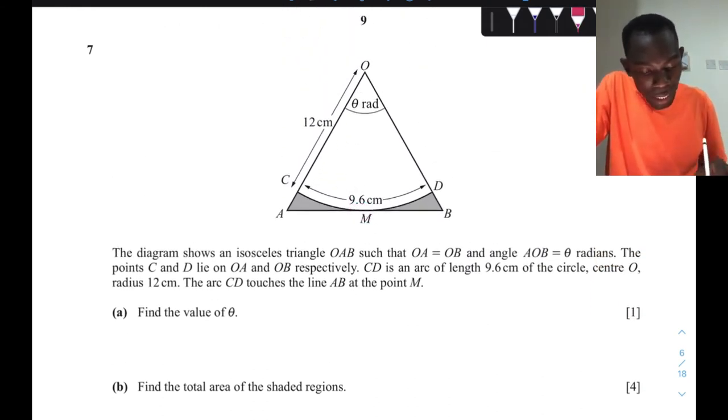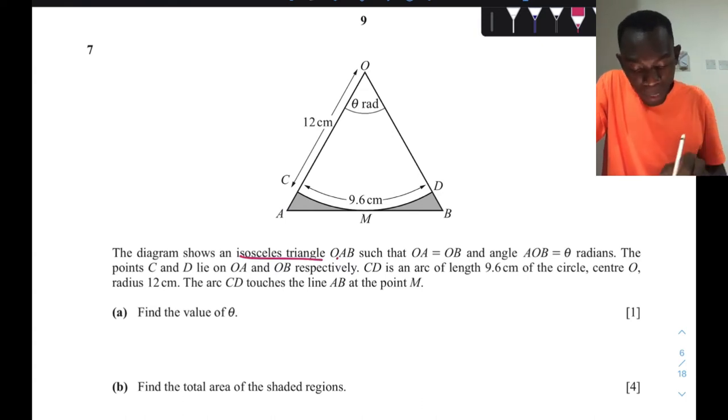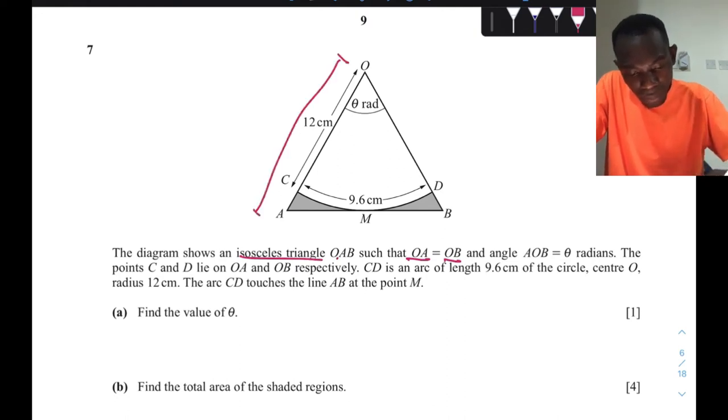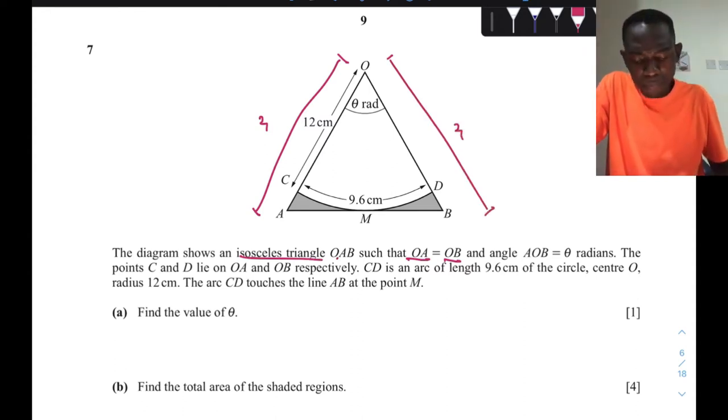This question says that the diagram shows an isosceles triangle. Once it says it's an isosceles, pay attention to the two parts that are equal. They say that OA is equal to OB. So if OA is X, then OB will also be X, right? Because it's an isosceles.